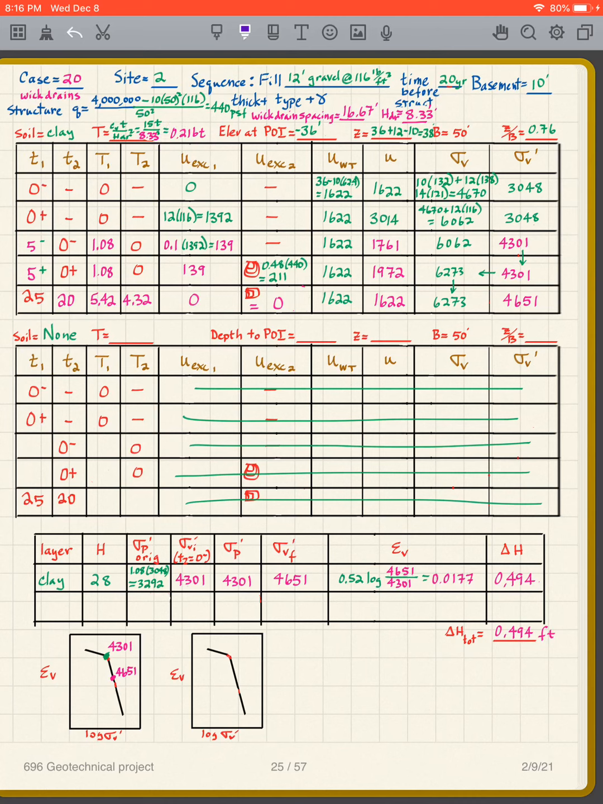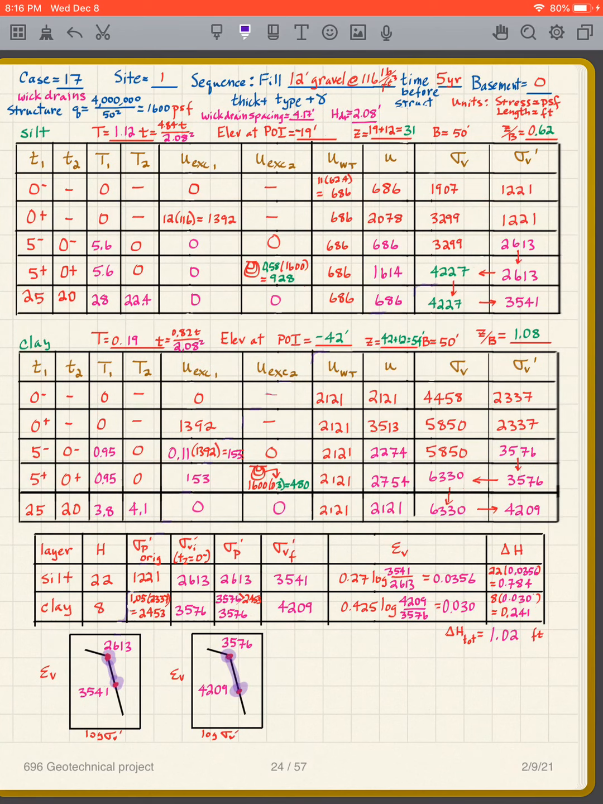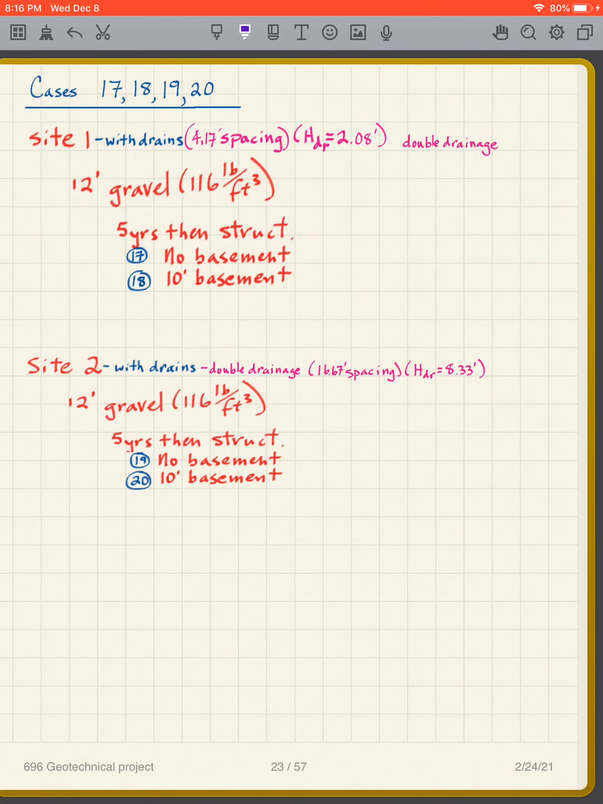And you can take a look at this. I think I don't need to go through every step. In this particular case, what happens is we get a delta H total of 0.494, which does pass. So you just need, since I've shown you how to do these two, I've done 17. You don't have to do it. I've done 20. You don't have to do it. You really only have to do 18 and 19.